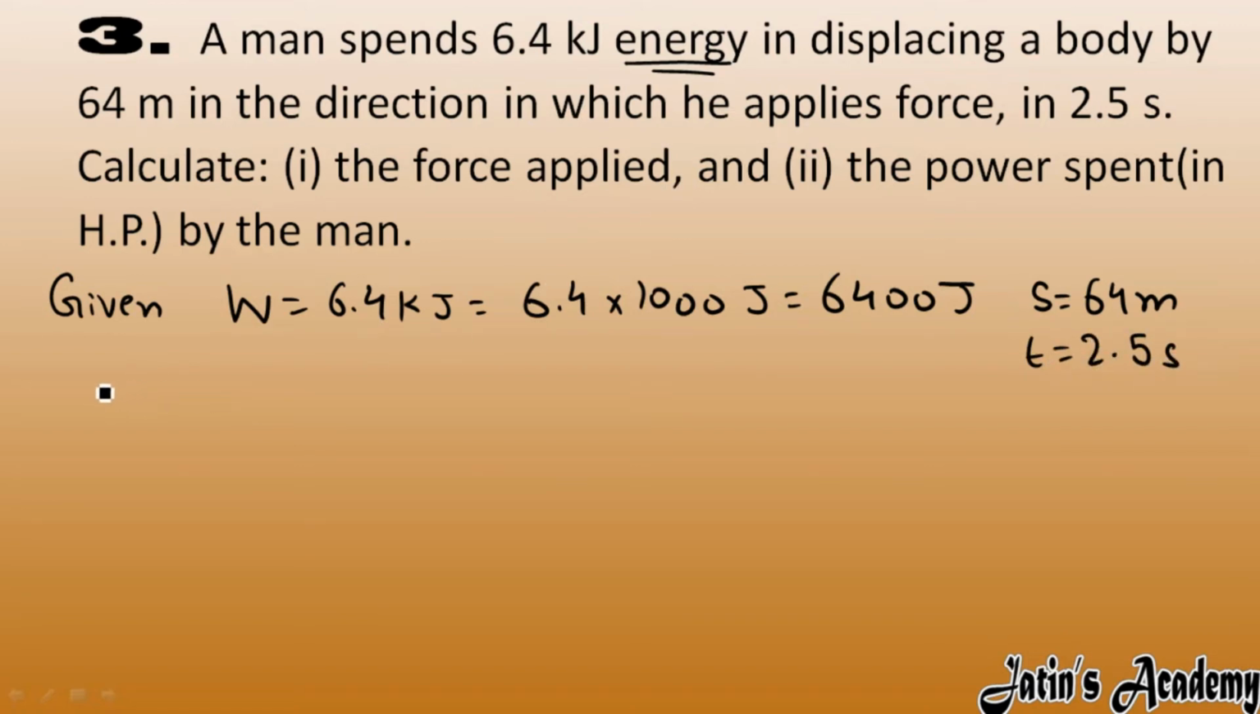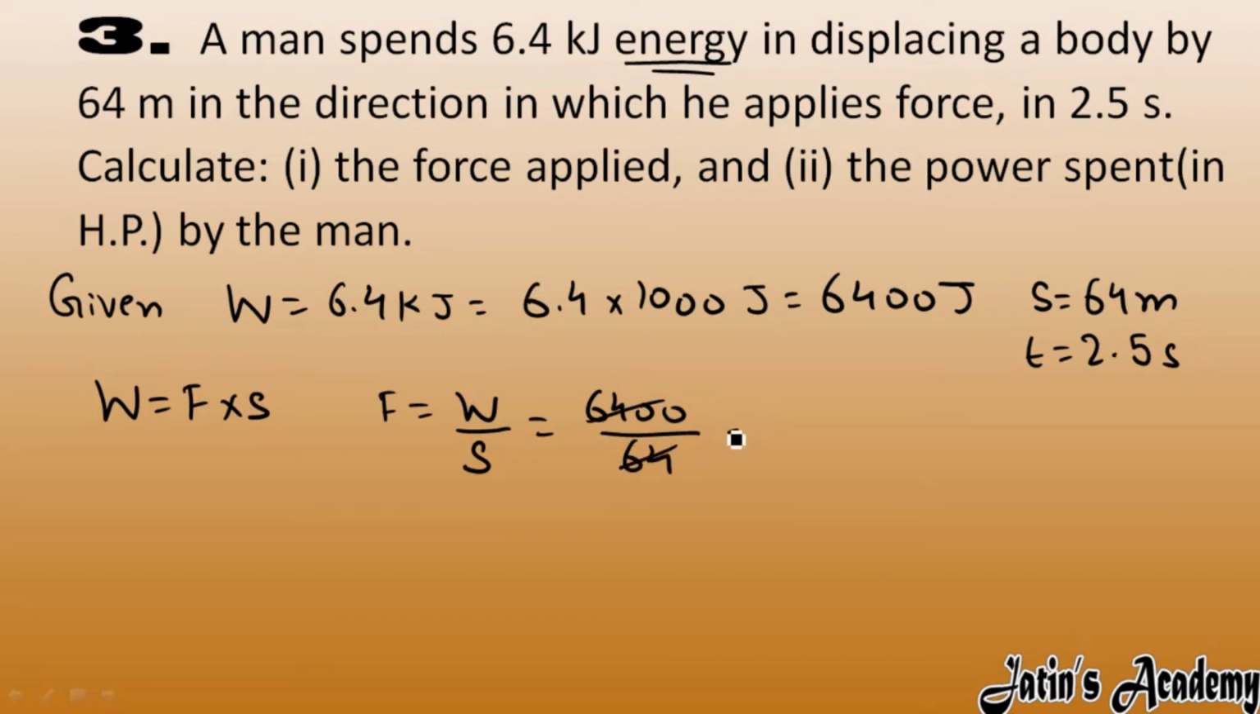Work done is equal to force into displacement. So force is work done by displacement. Work done we have 6400 and displacement we have 64 meter. So cancel it out. So we got 100 Newton. Force we got as 100 Newton. Now we have to calculate power.